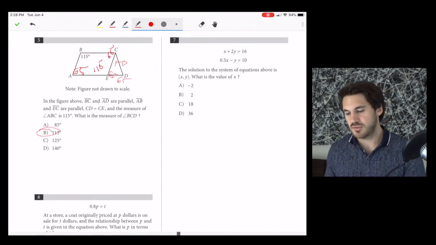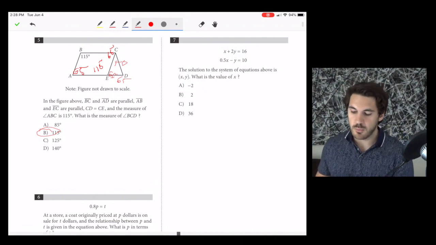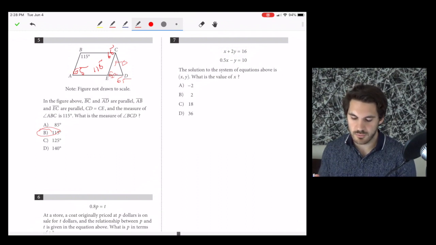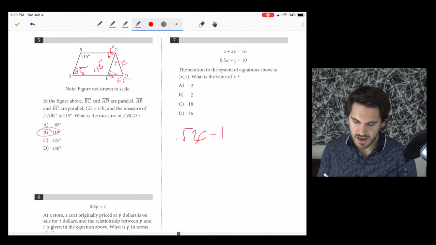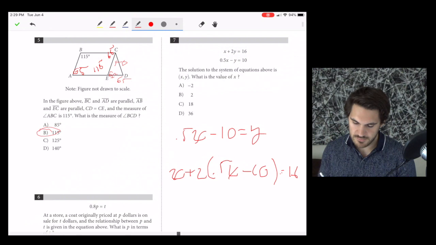Number 7, the solution to the system of equations above is x, y. What is the value of x? Okay, system of equations, solve one equation for one variable, plug it into the other one. So the second one has y by itself, so let's do that one. 0.5x minus 10 equals y. Plug that into the first equation. x plus 2 times 0.5x minus 10 equals 16.